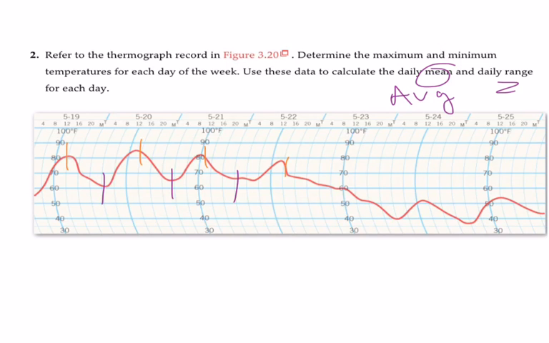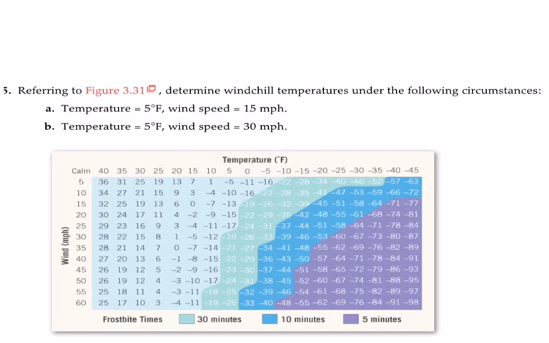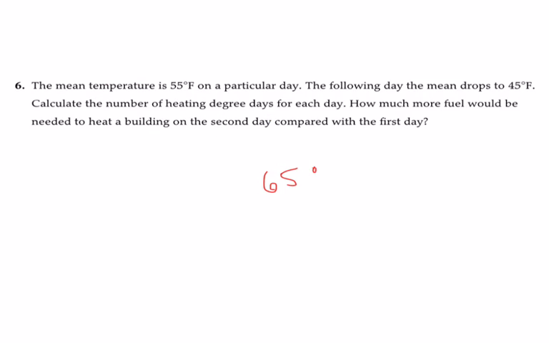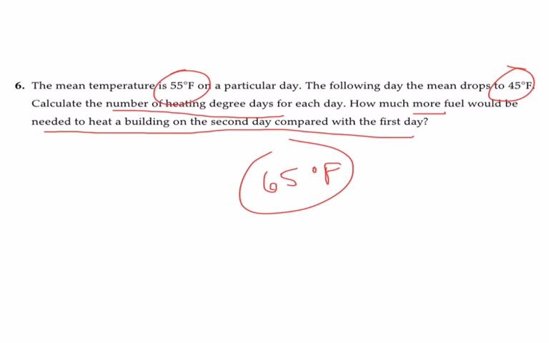Okay, for this one, this is what we tried to do today. You find temperature along the top, and then you find wind speed over here, and you see where they intersect to get a wind chill temperature. And then this one, remember mean means average. Oh, sorry. Well, you don't need to know that.